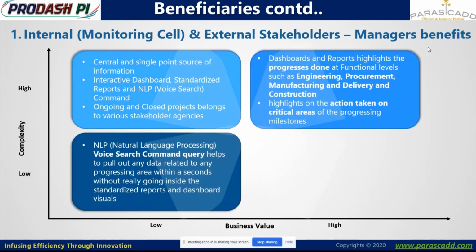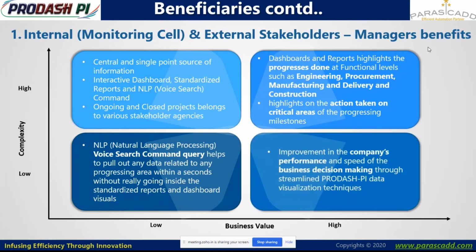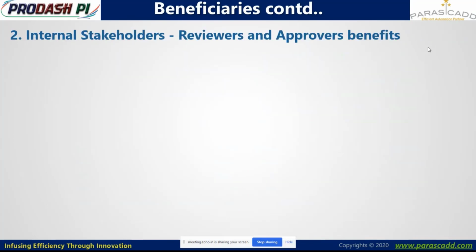Next, dashboards and reports highlight the progress done at the functional level, such as engineering, procurement, manufacturing, delivery, and construction, and the action taken on the critical areas. Milestones are monitored over there. Overall, because of this single platform, governed by monitoring and accessed by the stakeholders, the company's performance is getting increased. The speed of business decision making is also getting increased.